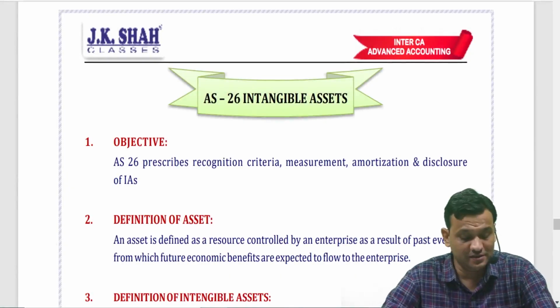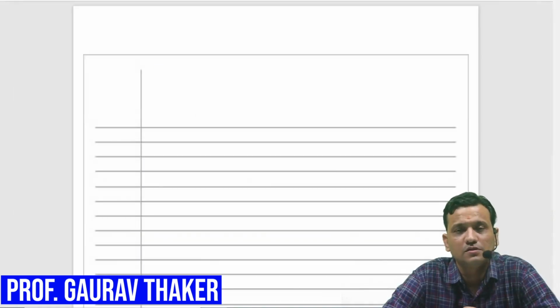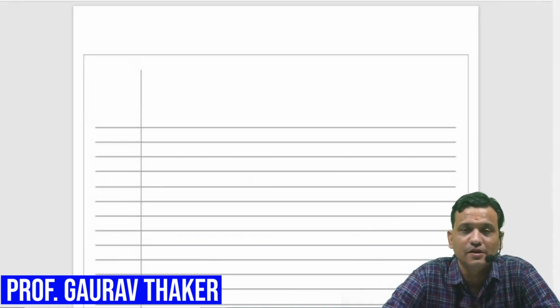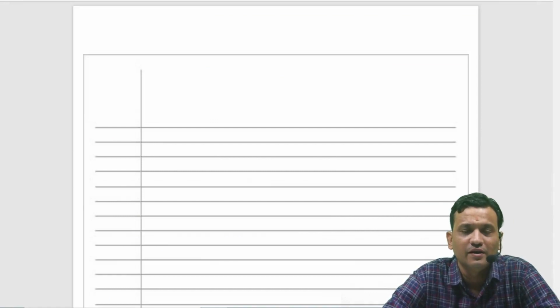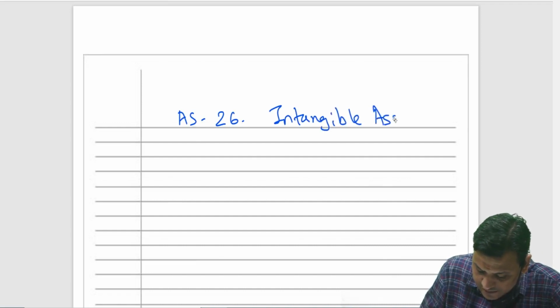Yeah, my dear students, after you would have watched some of the standards based on your requirement, let us continue with another accounting standard, of course, at Group 2 level, Accounting Standard 26, that is Intangible Assets.